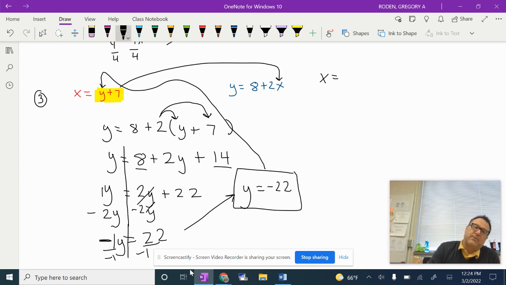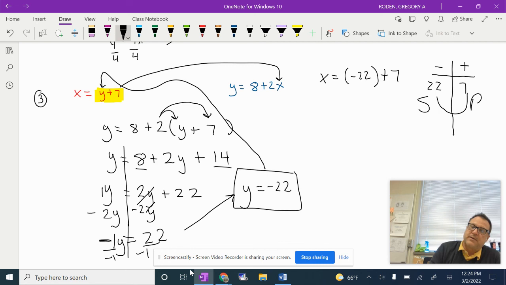So x equals y, which we now know is negative 22, plus 7. And I put it in parentheses just because I wanted to show that the negative is with the 22. All right, and I'm going to do a little chart over here. I have my negative chart. I have my positive chart. 22 is negative and 7 is positive. When they're on different sides of the chart, I subtract. Well, let's see, what's 22 minus 7?